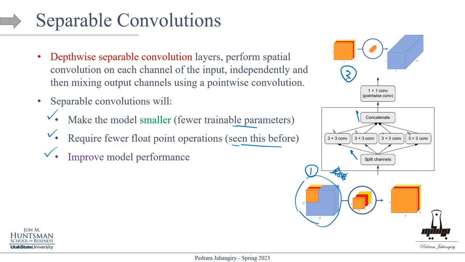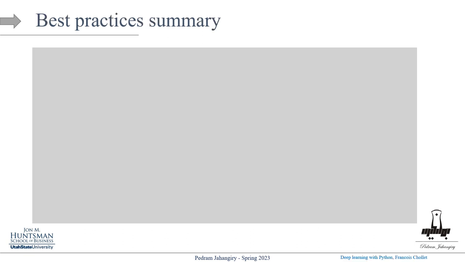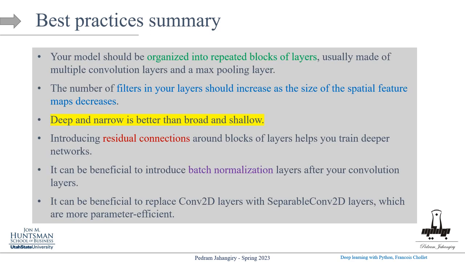Okay, so that's it. These are the three best practices to improve the performance of the CNN model. So now let's put it together and summarize what we discussed so far. If you want to come up with your own architecture that hopefully is going to work, these are the best practices you should be aware of. First of all, your model should be organized into repeated blocks of layers. This is the formula we talked about. Usually those blocks are made of multiple convolutional layers followed by max pooling. This is the first thing you should remember.